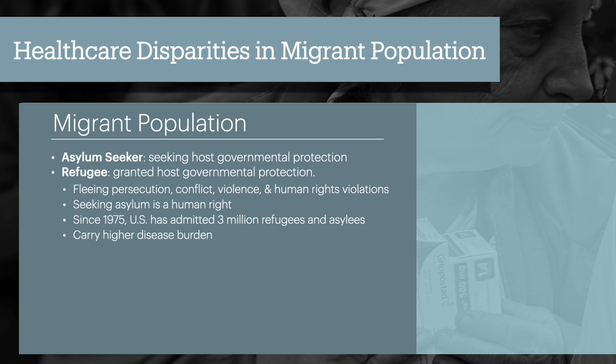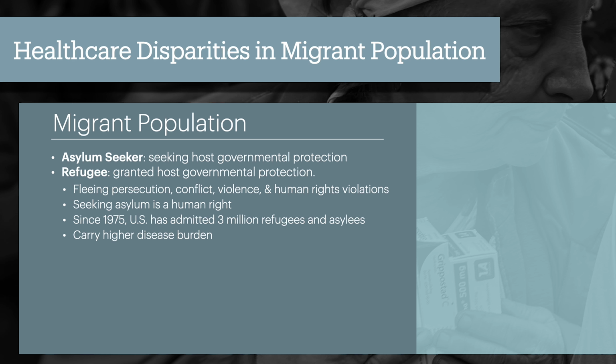Seeking asylum is a human right under international law since 1951. Since 1975, the U.S. has admitted over 3 million refugees and asylees. These people who come here are unable to return home due to fear of persecution and violence in their home country. So while they're fleeing their home country, they are afraid and unable to return due to those outstanding issues that are in existence.